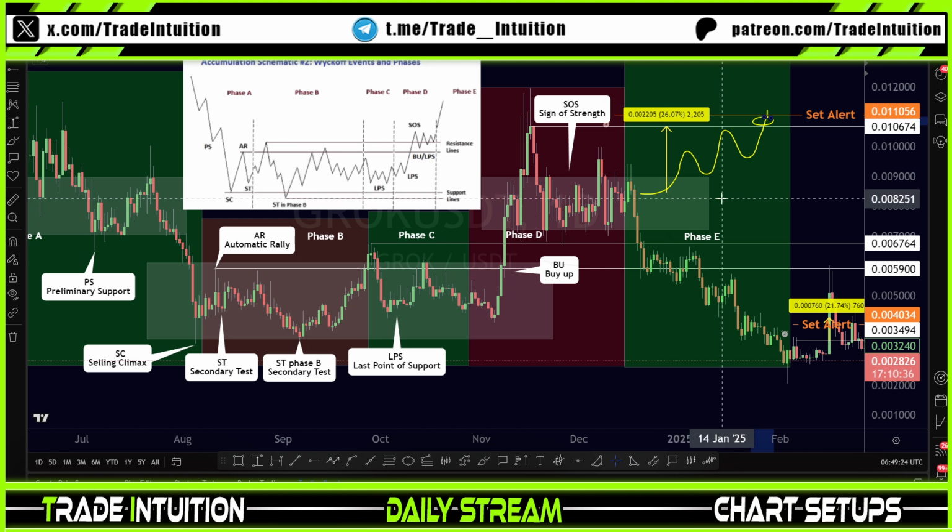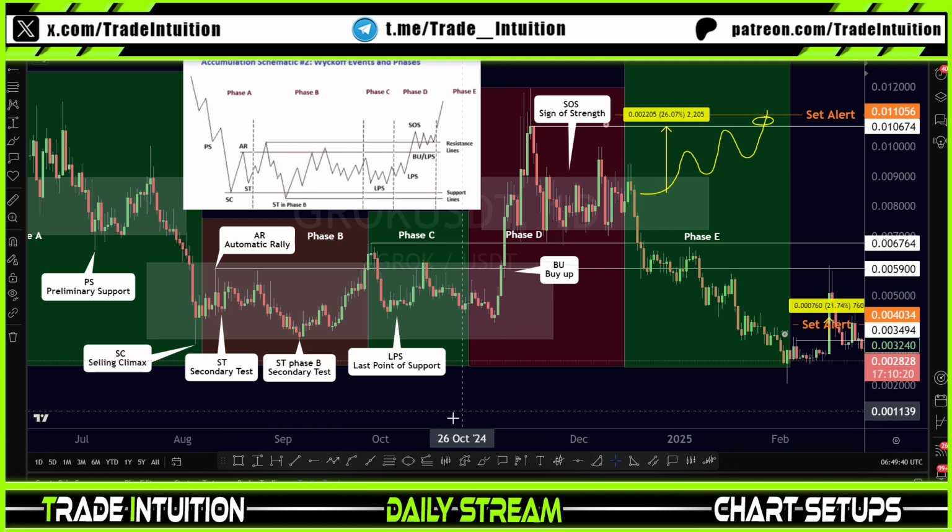Versus relying on a schematic from Wyckoff, whether it's schematic 1 or 2, and entering here thinking that we're going to go to the moon. Every part of this chart has support and resistance levels. We have support and resistance right here.